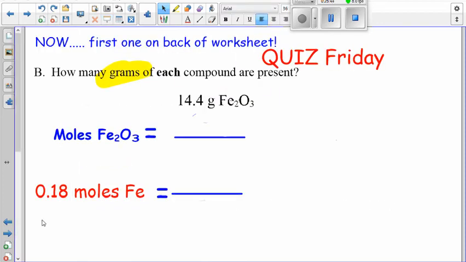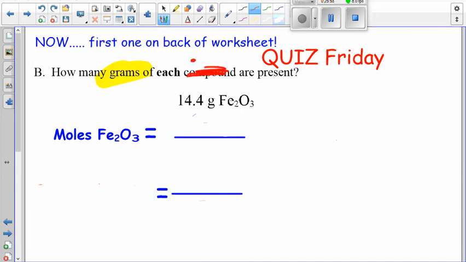Okay, so let's say we're here. This is on the back page. You don't need to take notes on this. Or you should follow along on the back page, but you don't need your notebook paper. Now, the real question is, how many grams of each element are present in a compound?